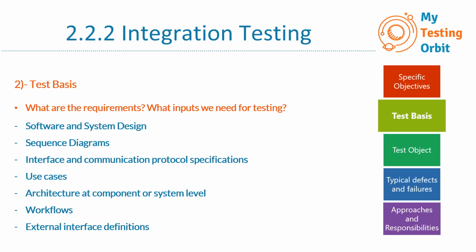Third is interface and communication protocol specification. In this one, we need to know what kind of interfaces we are using and how they are communicating with each other. It can be in the form of XML, or if we are using any email module, then maybe SMTP. Anything where we need to understand how interfaces are communicating with each other, we need to know all those details so that we can plan accordingly for integration testing.